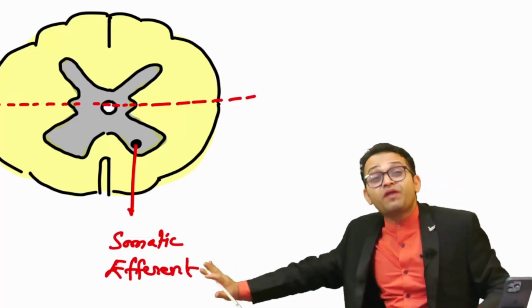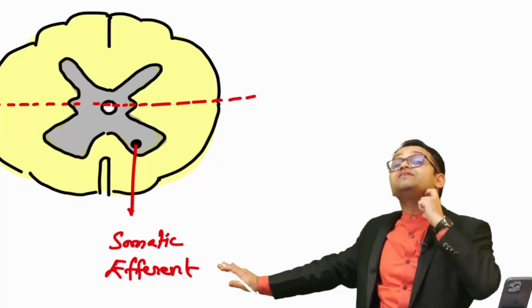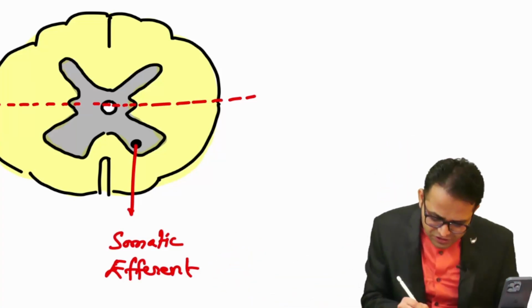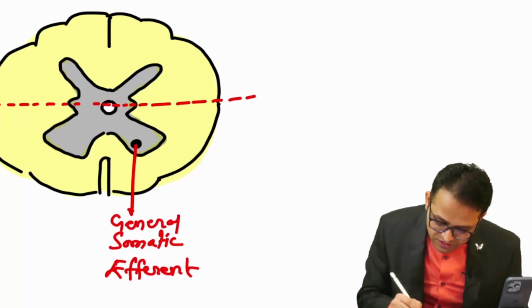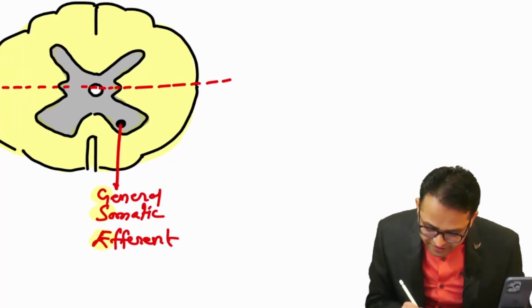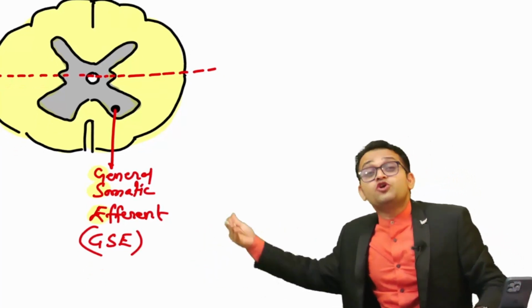It is not supplying any special structure, especially the branchial apparatus. Which is special visceral? Branchial apparatus, pharyngeal apparatus, is special visceral. So it is general. So you will say general somatic efferent. So what is the title? GSE. Are you getting the point? Never get confused. Again I am revising GSE.